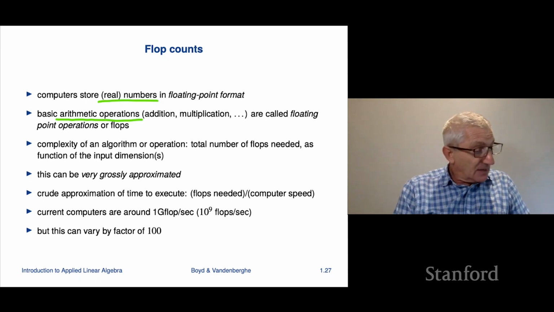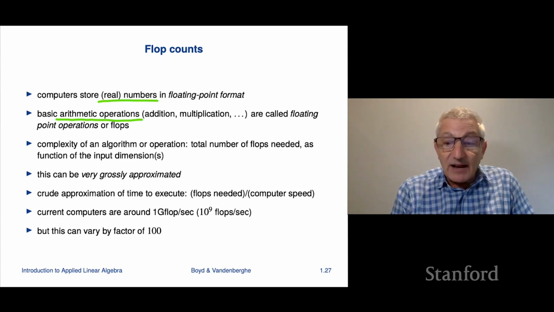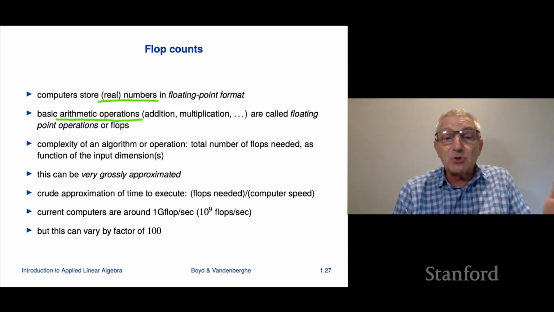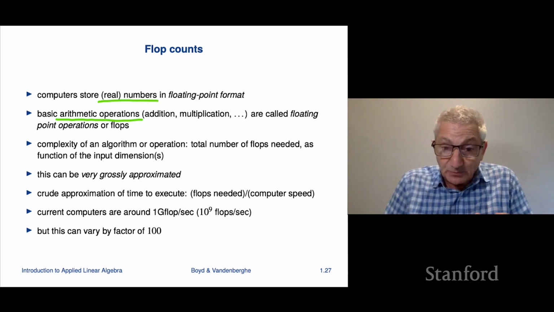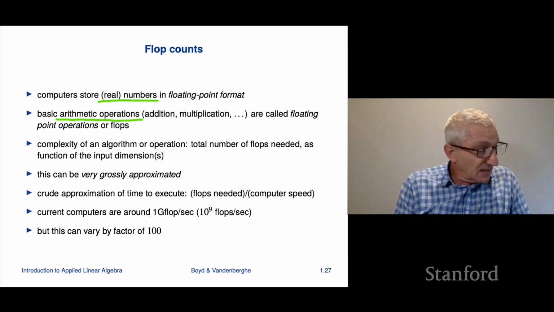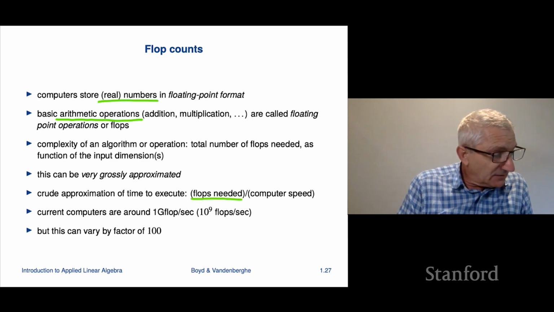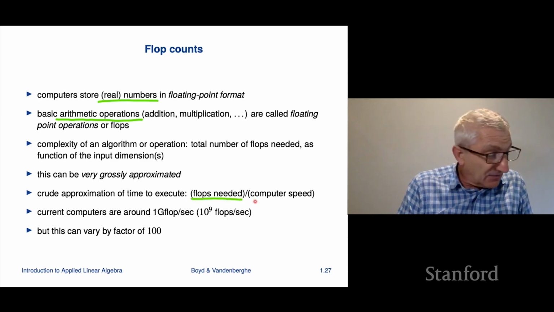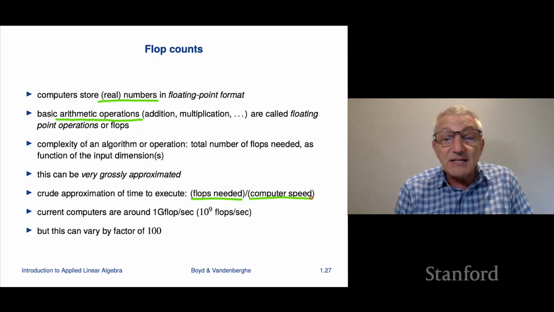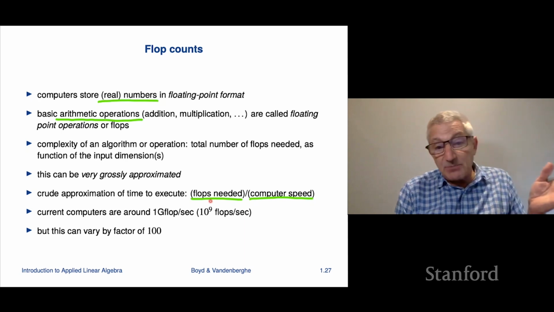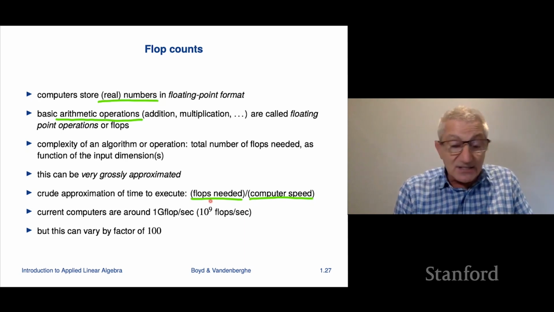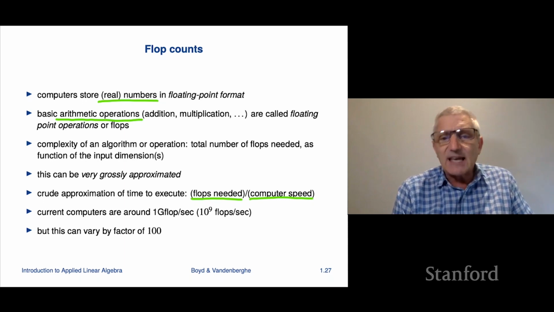Now, a crude approximation of how long it takes for a computer to carry out that operation is this: the number of flops you need to carry out divided by the computer speed. And the computer speed is given in flops per second. So you can see that flops divided by flops per second gives you seconds. So it tells you how long it's going to take in seconds.